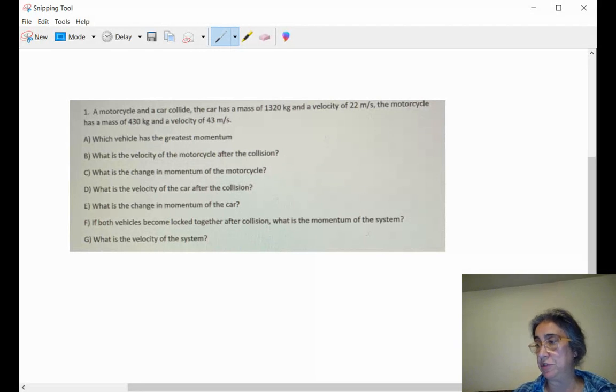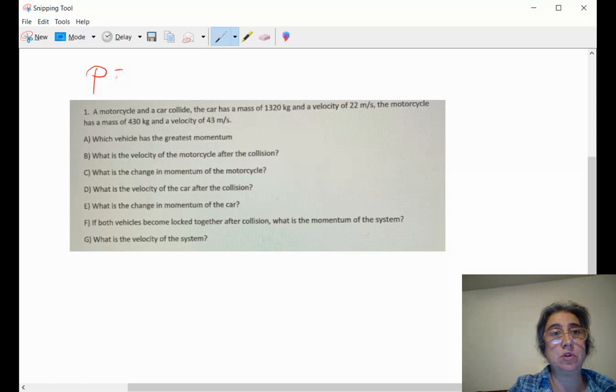Now, we have to understand first what momentum is. Momentum is normally denoted with P, it's just a notation, and is equal to the mass of the object times the velocity of the object. And it's a vector value because velocity is a vector. So in conclusion, the answer will have to be a vector.